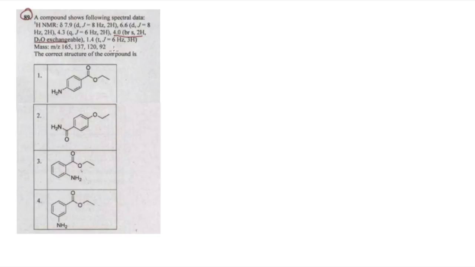Over here these J values, where J equals 8 Hertz, for this particular one and this particular one, both are very near to each other, 7.9 and 6.6 chemical shift, and they are coupling with each other, because J equals 8 Hertz for both of them, and each is because of 2 hydrogens. So that shows you that your product is para substituted. Okay, understood this thing?